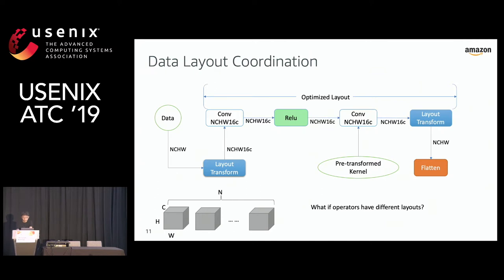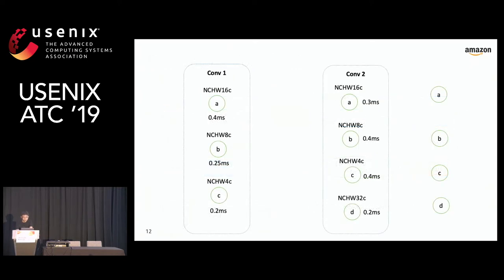But what if these two convolutions have different layouts? What layout should we choose to achieve the best end-to-end performance? That's the question. Here's an example of two back-to-back convolutions. As we've just mentioned, we tile the channel to be the innermost axis. For the first convolution, we can choose tiling sizes 16, 8, and 4. And for the second, there are four choices: 16, 8, 4, and 32.